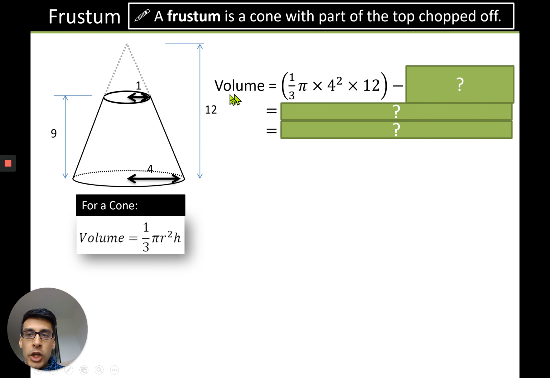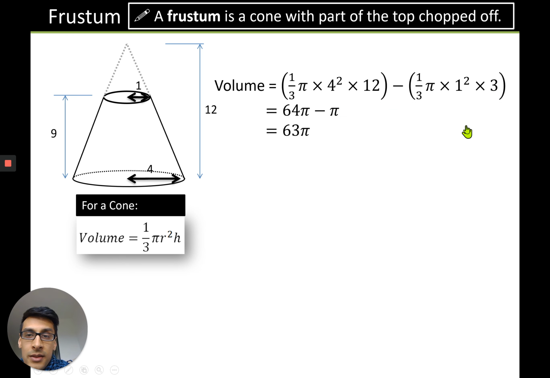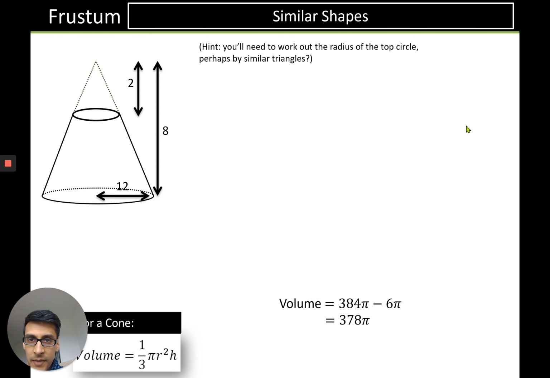and the volume of the small pyramid is 1/3 base area times the height. In this case would be 3, because it's 12 minus 3, so that's the height there. And then you can just simplify it, and you end up with 63 pi. Now, this is a fairly straightforward question. What you might get is slightly harder questions, like this one here.